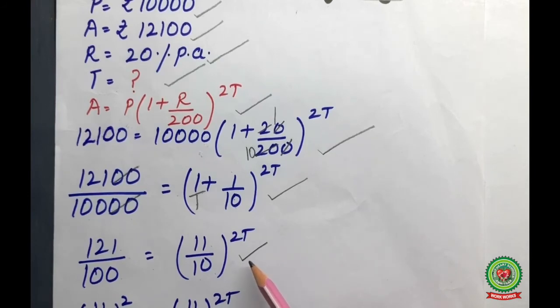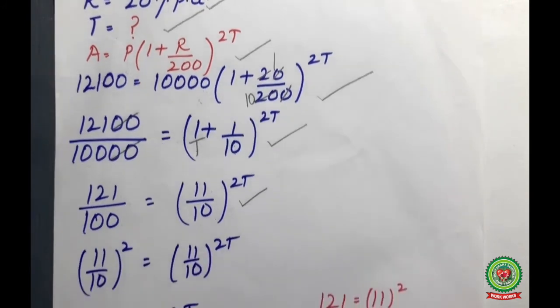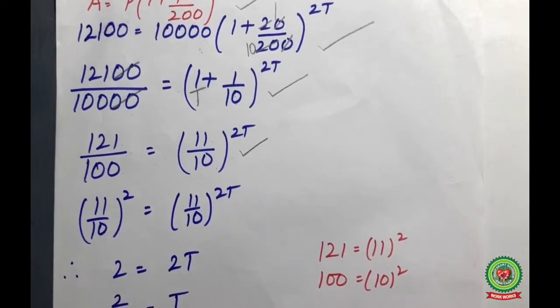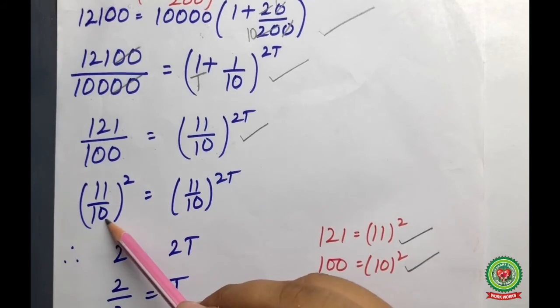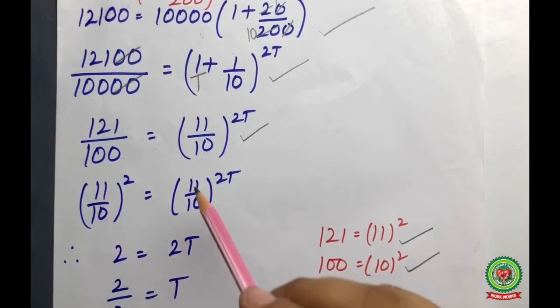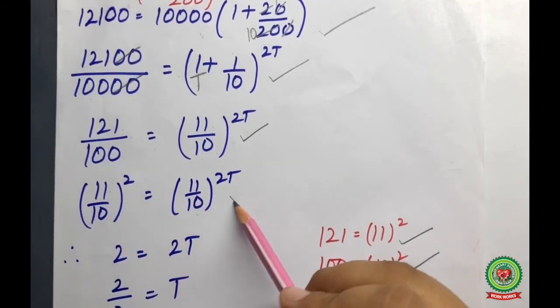Now students, as we have already discussed, to find time, we need to make the bases same. Now on the right hand side, we have the base as 11 by 10. So on the left hand side also, we are going to make the base as 11 by 10. And we know that 121 and 100, they are the squares of 11 and 10. So we have written 11 by 10 whole square is equal to 11 by 10 raised to power 2t.